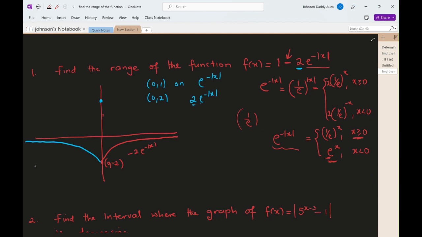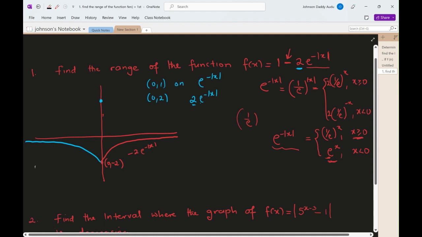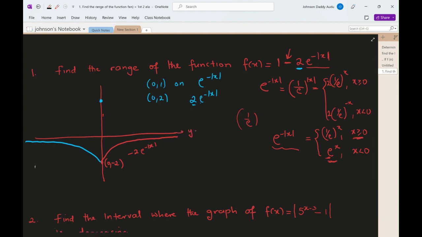We have to do vertical translation because we have a 1. So we have to go up 1 unit. Now, if you look at this point here, y equals 0 is our horizontal asymptote. So if we go 1 unit, it means we will move from minus 2 to where? To minus 1, somewhere here. So it's just going to be something like this.